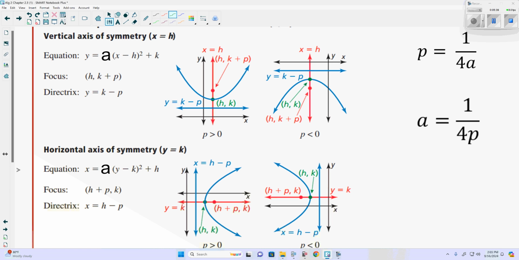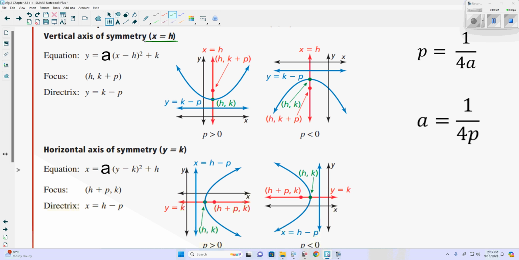The axis of symmetry, x is equal to h. And we've had this before. Axis of symmetry, x equals h. Our equation here. Now something that's new, a new piece of information, is the focus. Focus is our point, h comma k plus p. And the other new piece of information is our directrix. Is given to us by the equation y is equal to k minus p.